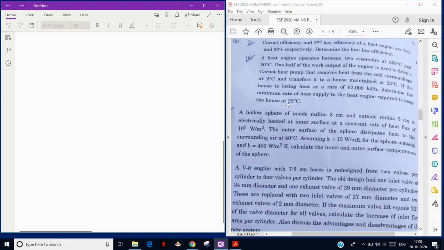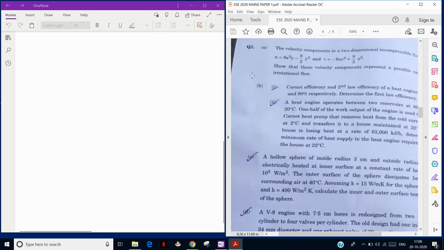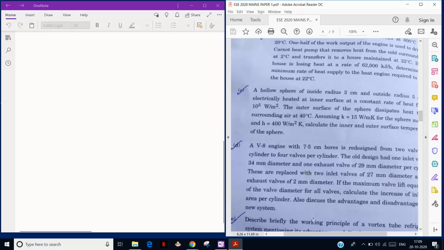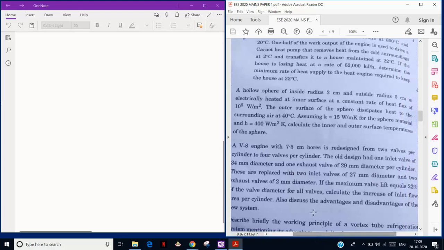Welcome back aspirants on MacTech 40, and today we will see question 1C of paper 1, which is based on heat transfer, a steady state heat transfer by conduction.